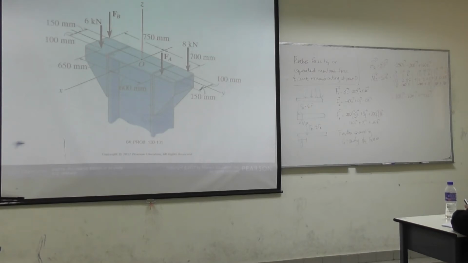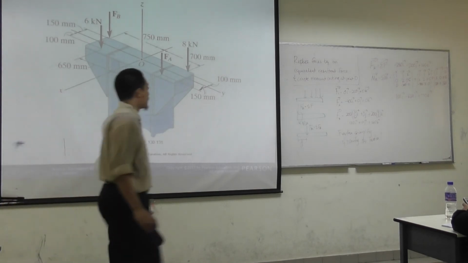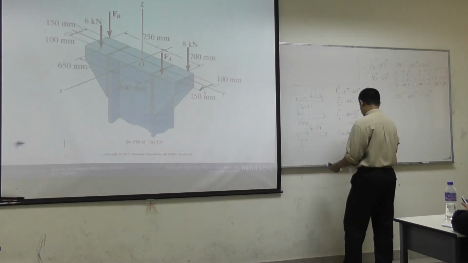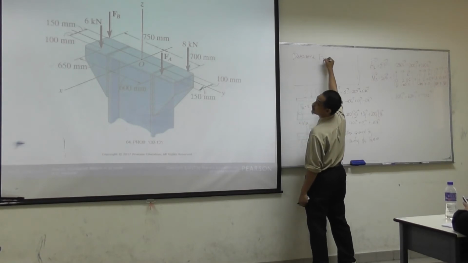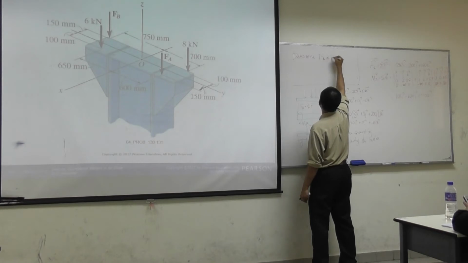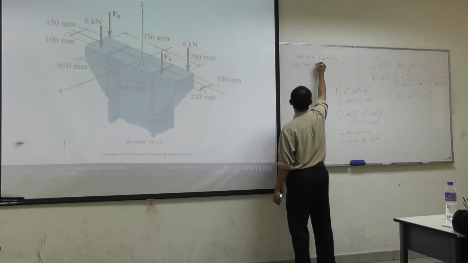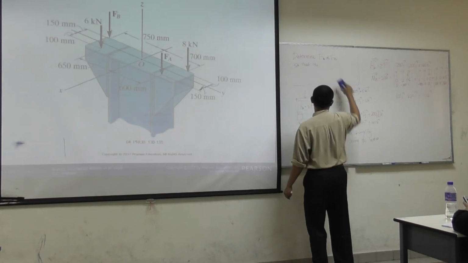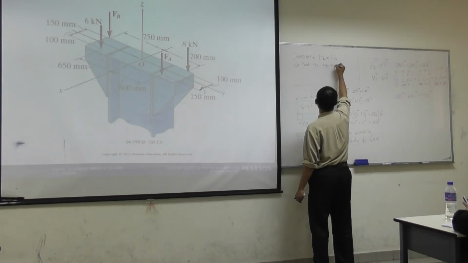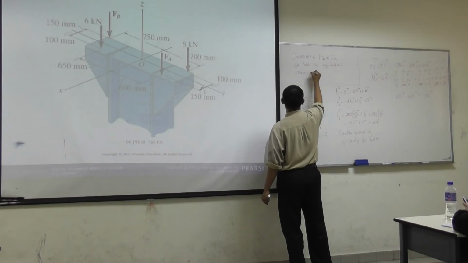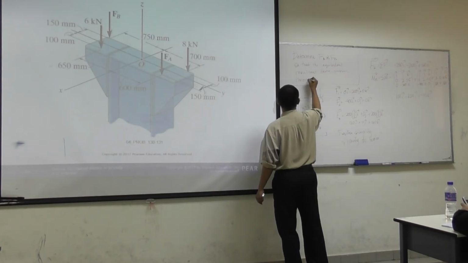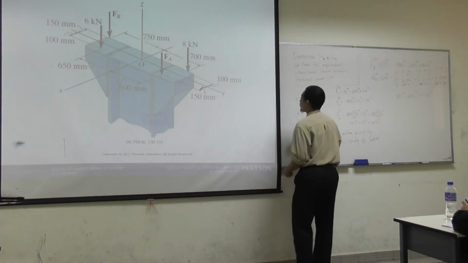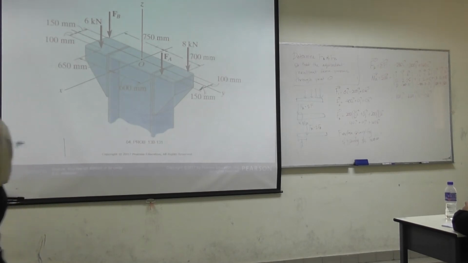Okay, I write the question. Determine FA and FB, such that the resultant force passes through point O.